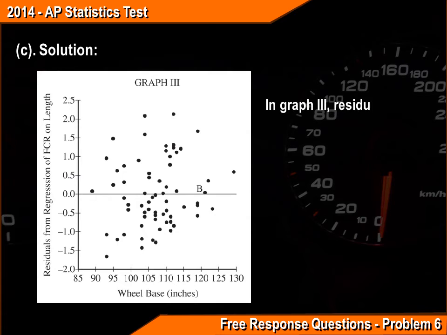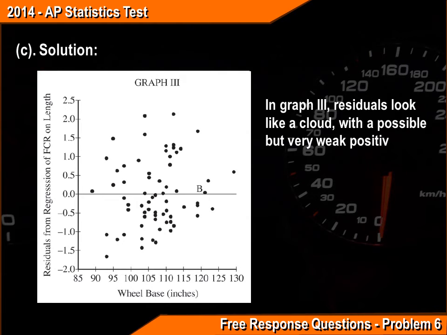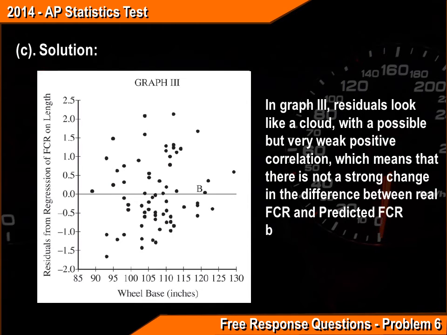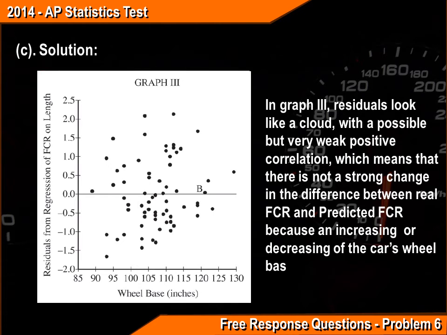In graph 3, residuals look like a cloud, with a possible but very weak positive correlation, which means that there is not a strong change in the difference between real FCR and predicted FCR because of an increase or decrease of the car's wheelbase length.